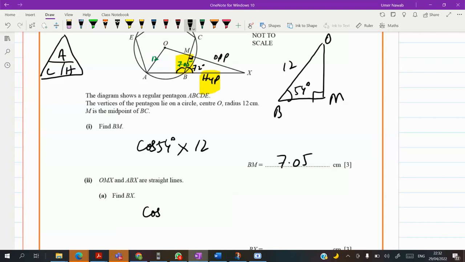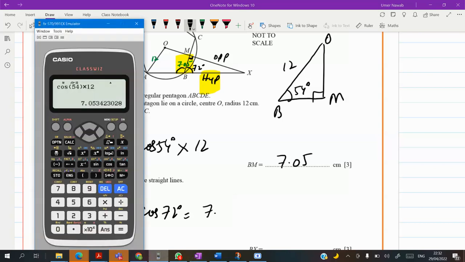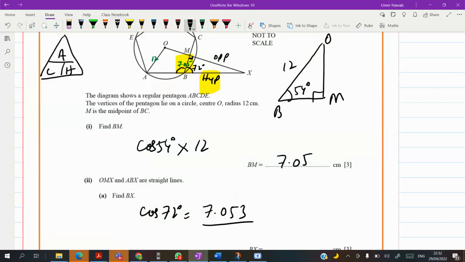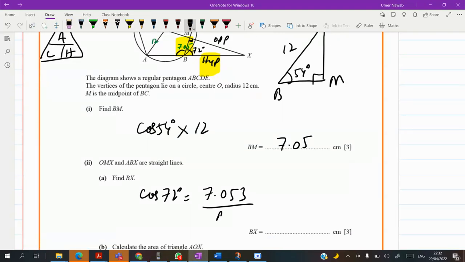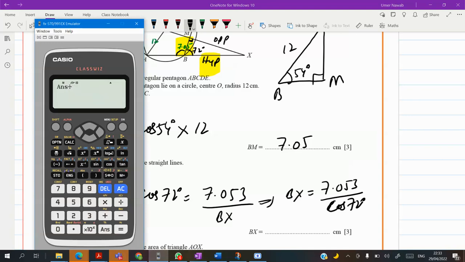So cosine of 72 degrees is equal to adjacent, which is BM, 7.05. Can I write it to four significant figures? 7.053, which is adjacent, over hypotenuse, which is BX. So I'm going to write BX is equal to 7.053 over cosine of 72. Use the calculator. So divided by cosine of 72. Guys, I'm so tired now, but I need to finish the sheet. 22.8. Yeah, so this is done. So three significant figures. I found it.